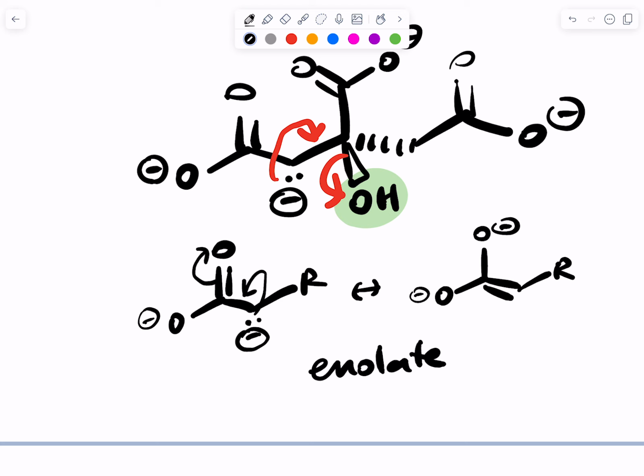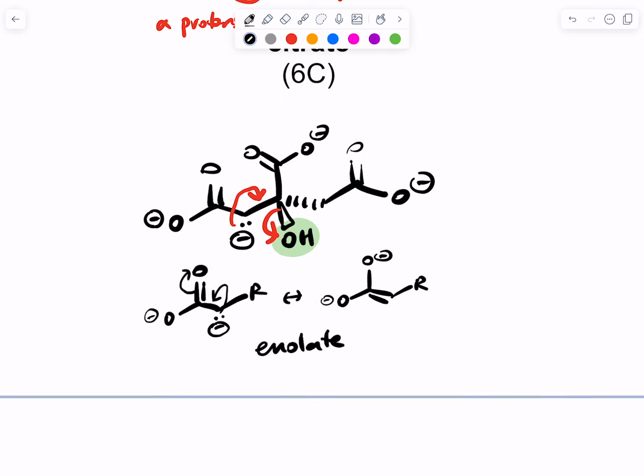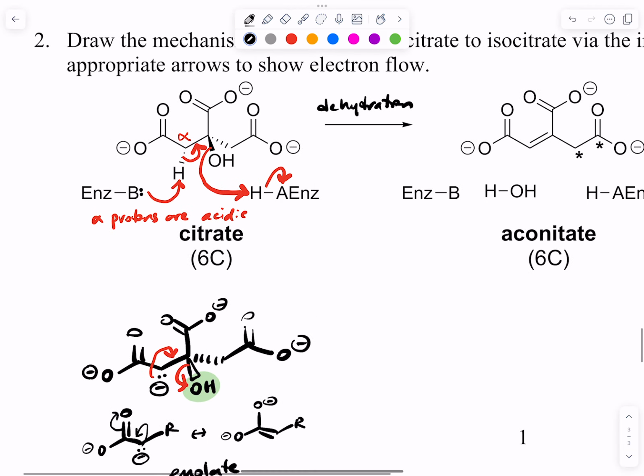So in the citrate, it's not yet acidic until we start the process, which is how it builds. Right, well, sorry, you said in citrate it's not acidic until we start the process? Yeah. This citrate needs to bind the enzyme to have a base nearby that's strong enough to remove that alpha proton.